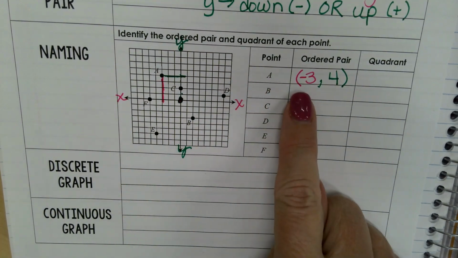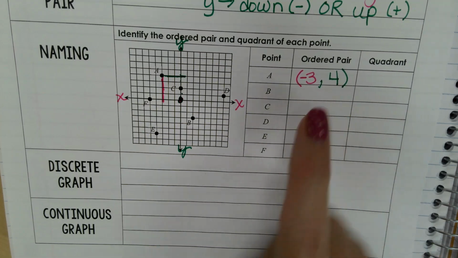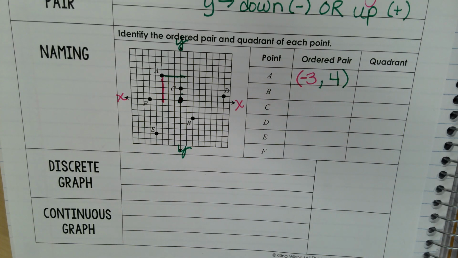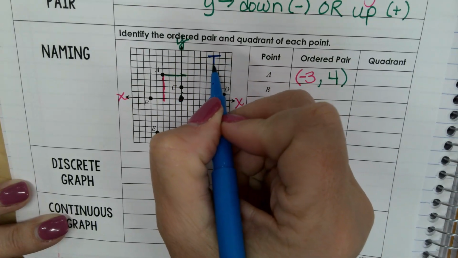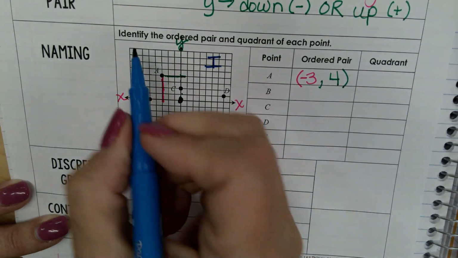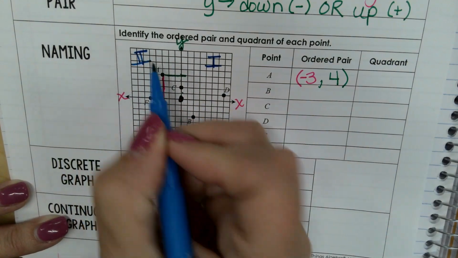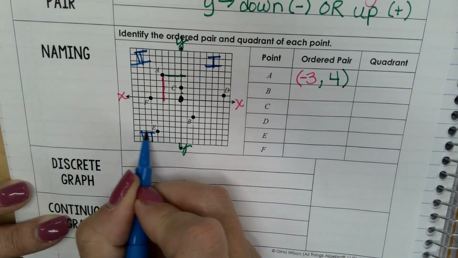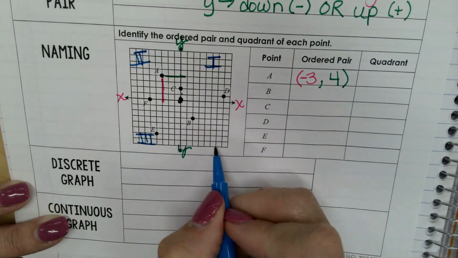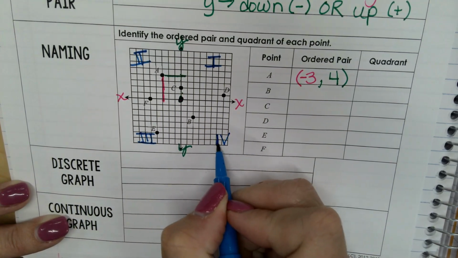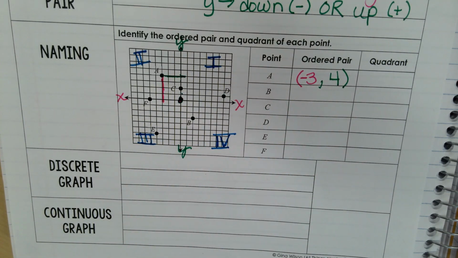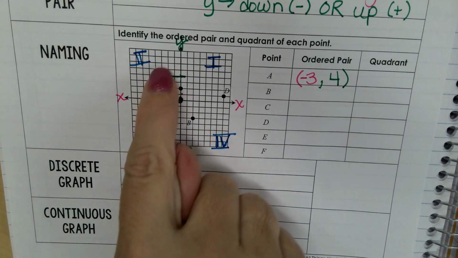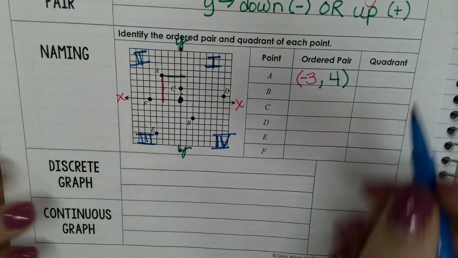All right, did you put parentheses around your two numbers? Okay, if you don't, you get points off. All right, now let's write the quadrant. So I'm going to number my quadrants again. Quadrant 1, quadrant 2, quadrant 3, and quadrant 4. So what quadrant is point A lying in? Quadrant 2. Okay.